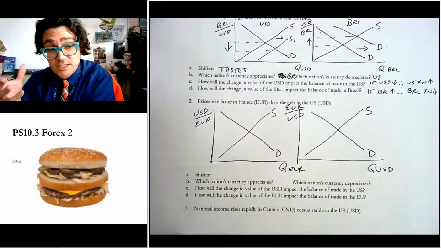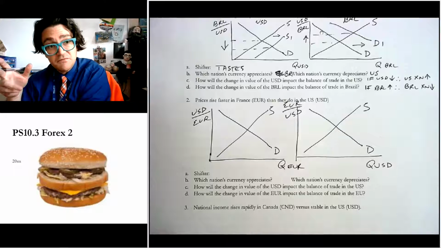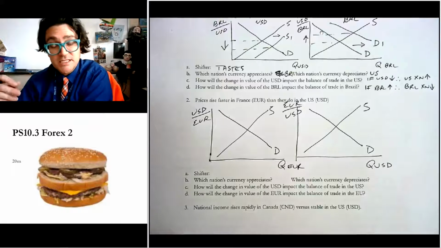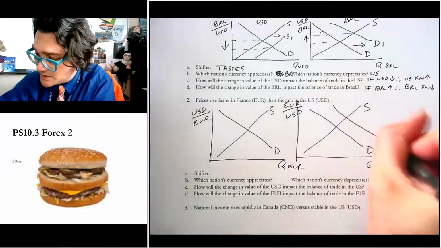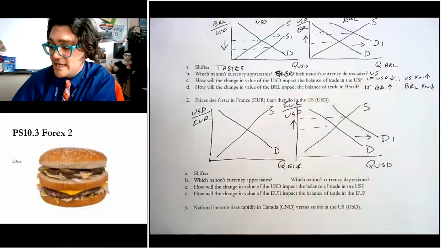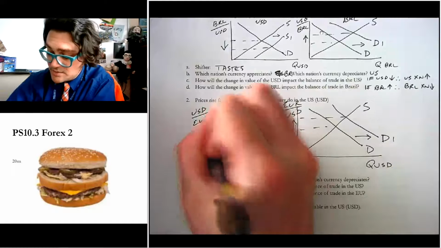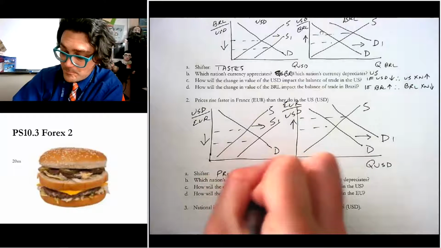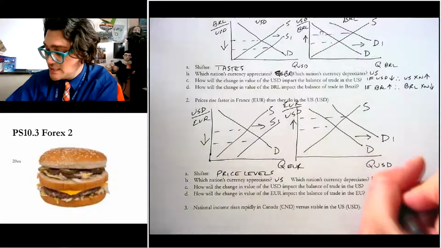The other way that you can think about this, and it's totally fine to do it either way, is to say that the French people are going to buy more American-made stuff. Either one's going to work. Let's pick the second one. When they do that, they're going to need more US dollars. So the demand for dollars is going to go up, causing the dollar to appreciate. And they're going to supply more of their own currency, causing the euro to depreciate. So what's the shifter here? It's price levels, pretty clearly. The currency that appreciates is the US, and the French currency depreciates.